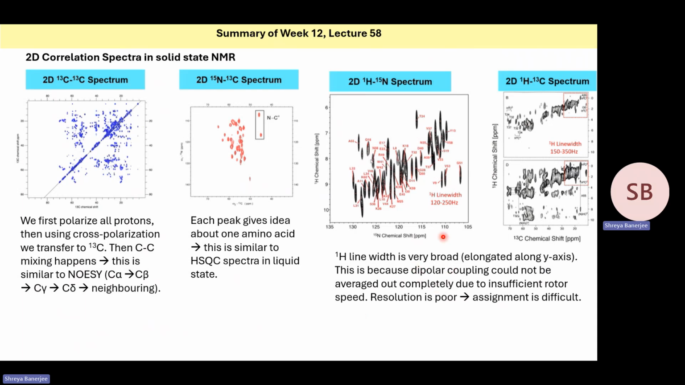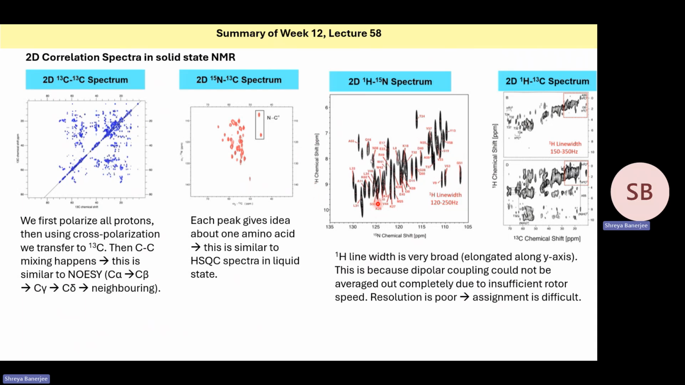So we know that the dipolar coupling in 1H is very strong. So the rotor speed that is needed to completely average out the dipolar coupling is very high. And we cannot use that high a rotor speed due to limitations of the instrument. So we are not able to completely cancel out the dipolar coupling in the 1H, and this causes line broadening in the 1H, which you can see by the elongation of the peaks along the y-axis, that is the 1H axis.